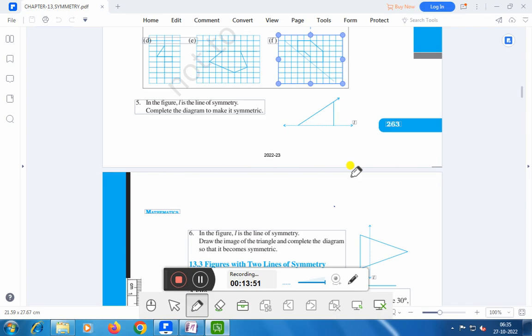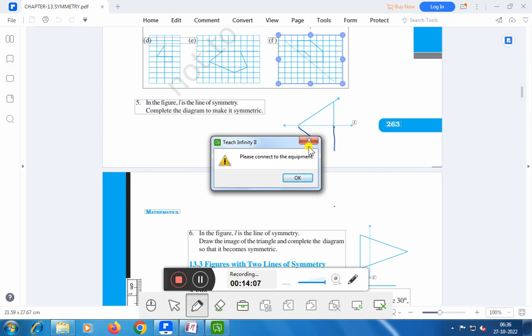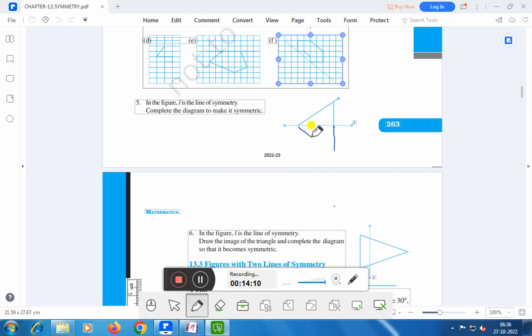This distance will be fixed. Therefore, you will draw a line. Roughly, you are drawing this one. This one is a fixed line. The same distance, and draw a line from here, right? And give an arrow. This is symmetric to the upper side, right? And this is the line of symmetry, right? In the figure, L is the line of symmetry. Complete the diagram to make it symmetric. Now you see this figure is symmetric, right?